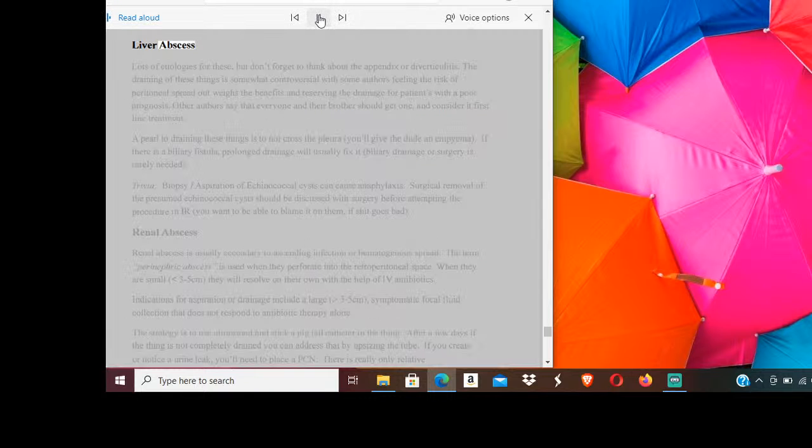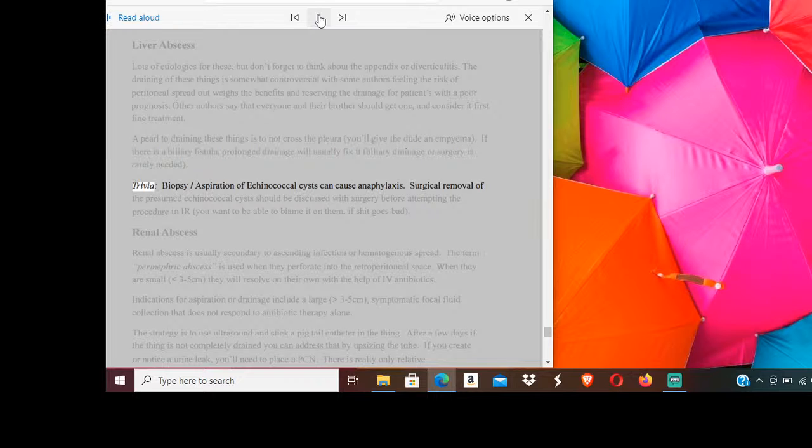Liver abscess. Lots of etiologies for these, but don't forget to think about the appendix or diverticulitis. The draining of these is somewhat controversial, with some authors feeling the risk of peritoneal spread outweighs the benefits and reserving the drainage for patients with a poor prognosis. Other authors say that everyone should get one and consider it first-line treatment. A pearl for draining these is to not cross the pleura. You'll give the patient an empyema. If there is a biliary fistula, prolonged drainage will usually fix it. Biliary drainage or surgery is rarely needed.